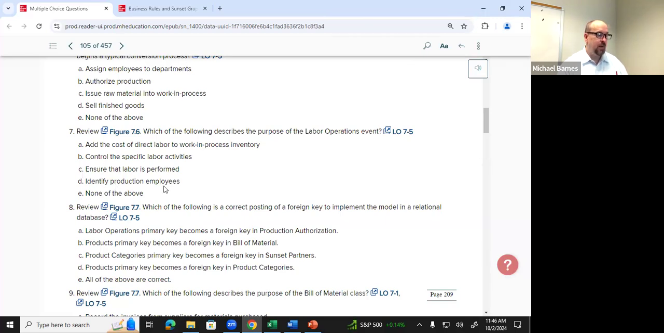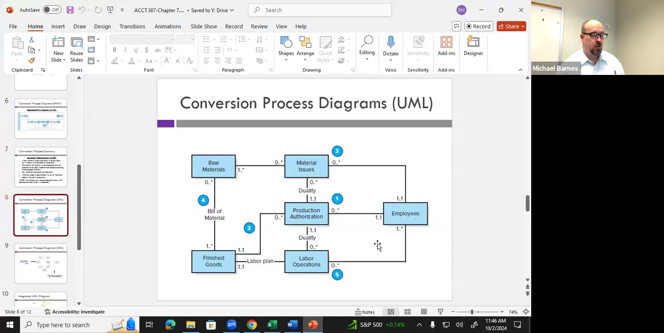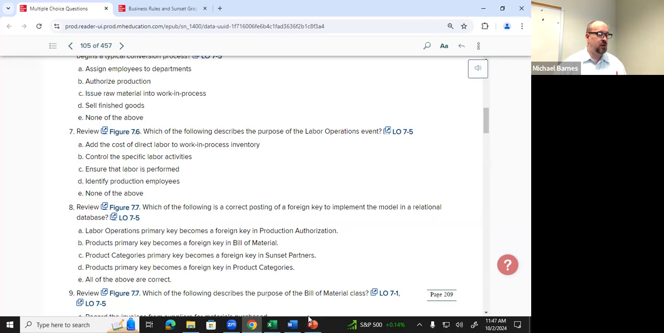And then identify production employees. That's not going to be for labor operations because that actually relates to more of what the agents are. This would be this relationship right over here for the employees. So the answer is going to be A. Again, I do not think that's a complete answer, but I think that's probably the most relevant answer with respect to how we are identifying the purpose of labor operations event. It is to make sure we understand when labor flows into work in process, when we're adding that labor.